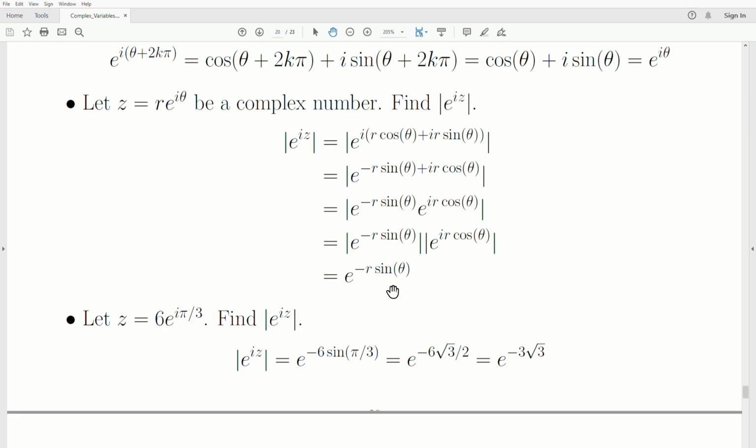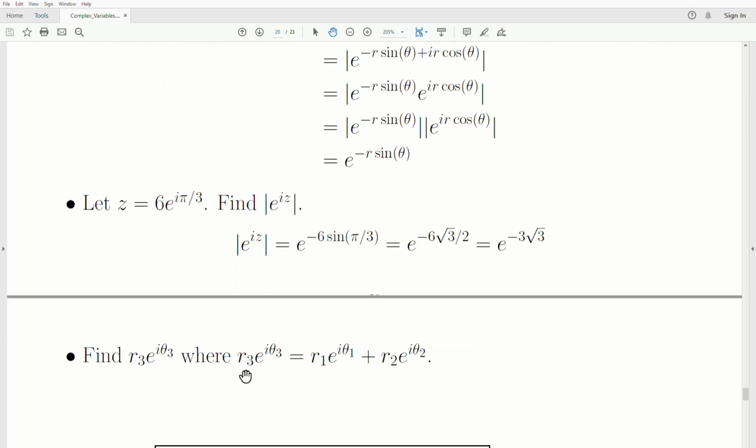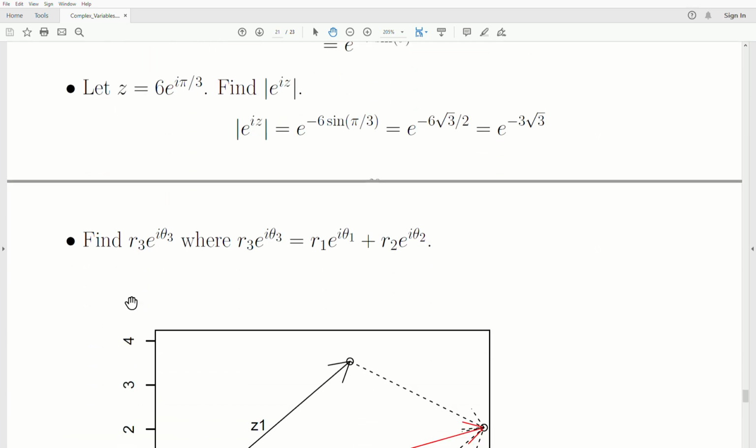Then we can just use this formula, and it's e raised to the minus 6 sine of this angle pi over 3. Sine of pi over 3 is radical 3 over 2, and then this reduces to e to the minus 3 radical 3. And so this is the modulus of e to the iz. So let's look at this.